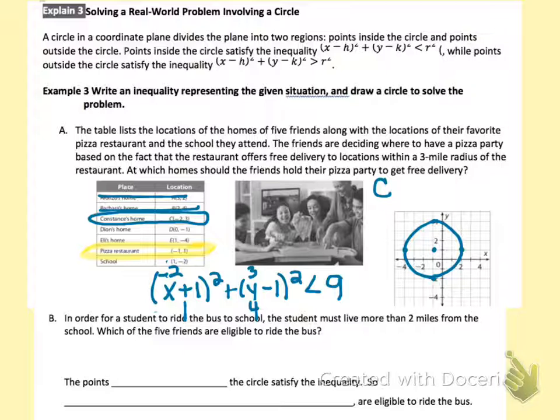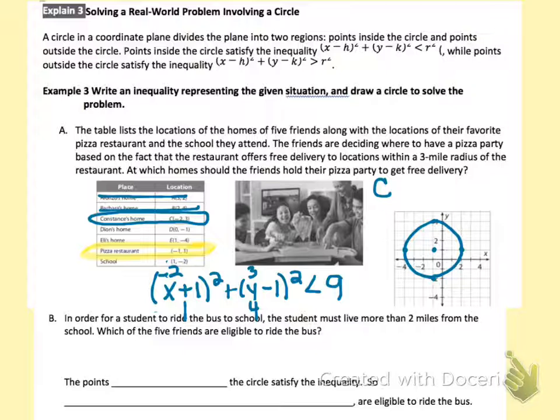Let's see, what did the school have to do with things? Along with the location of their favorite pizza restaurant and the school they attend. Huh, I don't really know what the school they attend has to do with anything. Oh, they're going to ask that in the next part of the question. Yeah, that doesn't make any sense.